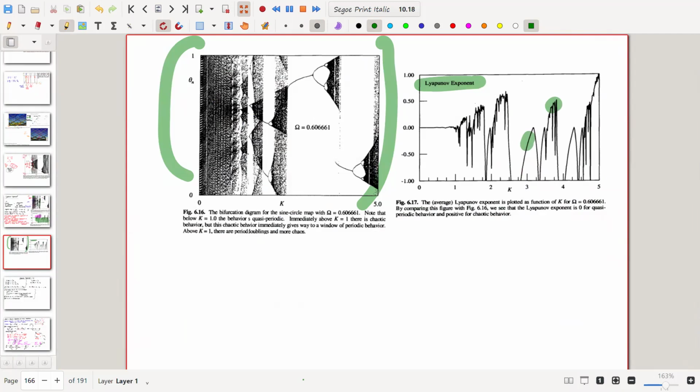So the positive ones are nothing but chaotic. The negative ones are nothing but periodic, and those very close to zero, see, these are very close to zero, are quasi-periodic. So the region you are seeing right now, the yellow region here, is nothing but the quasi-periodic region. However, the other regions here are all chaotic regions. And these regions are nothing but periodic regions.